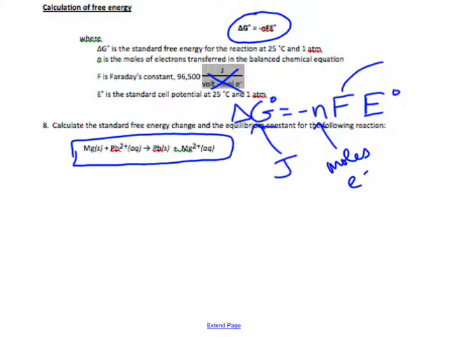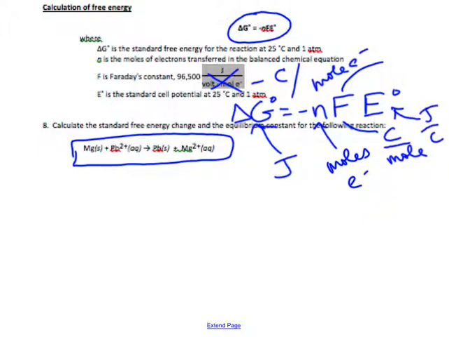Okay? So this is actually the number of coulombs per mole of electrons. So the units on this guy are coulombs per mole. And then E we know is in volts, but I want you to know what a volt actually is. And what is a volt? A joule per coulomb. So looking at that, you see that all the units work out. If you're solving for joules, coulombs cancel, moles of electrons cancel, leaving you with joules.